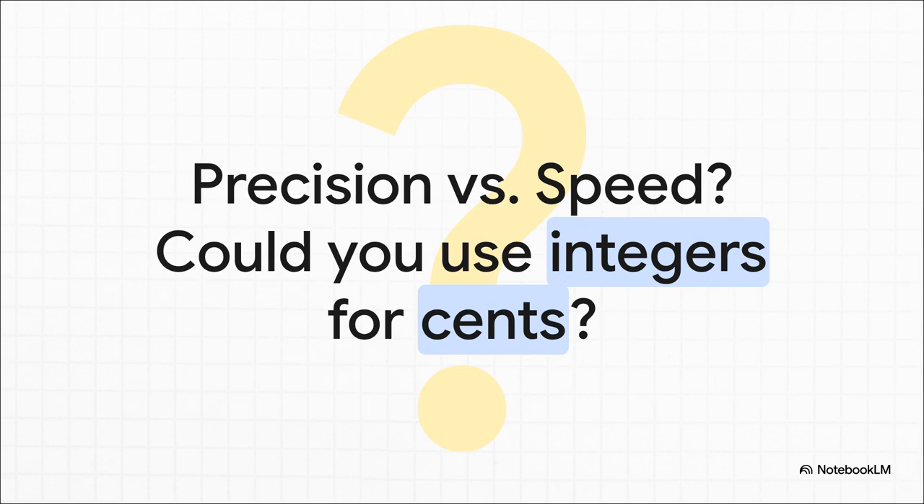And that leaves us with a final, lingering thought. For money, the choice seems clear now. But this whole discussion really gets at the core trade-offs in programming. What happens when that line gets blurry? What if you're in a situation where you're forced to choose between that absolute precision and maximum speed? And could you sidestep the whole issue just by using integers to represent cents? It's a great reminder that in programming, understanding why you choose a tool is every bit as important as knowing which one to pick. Thanks for digging into this with me.